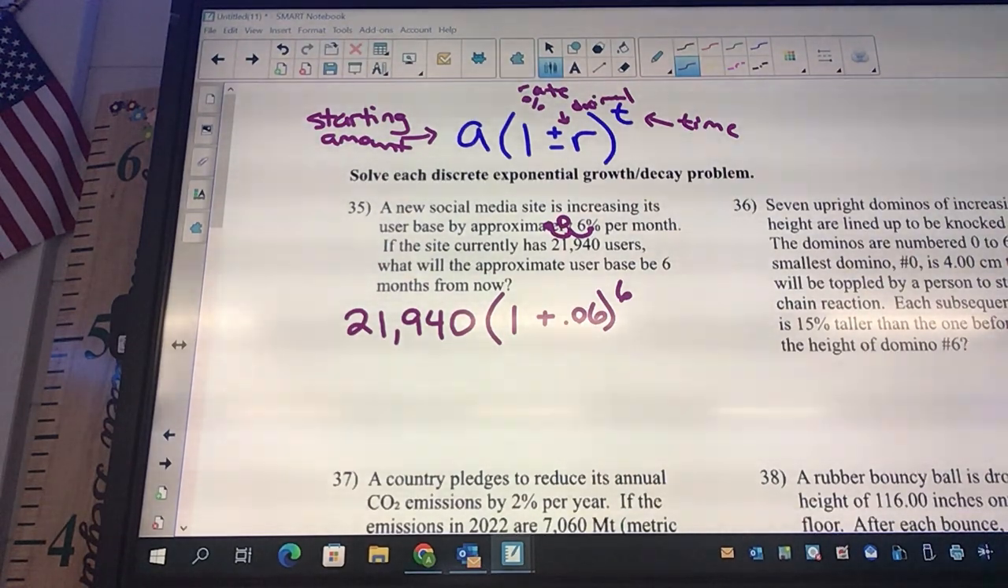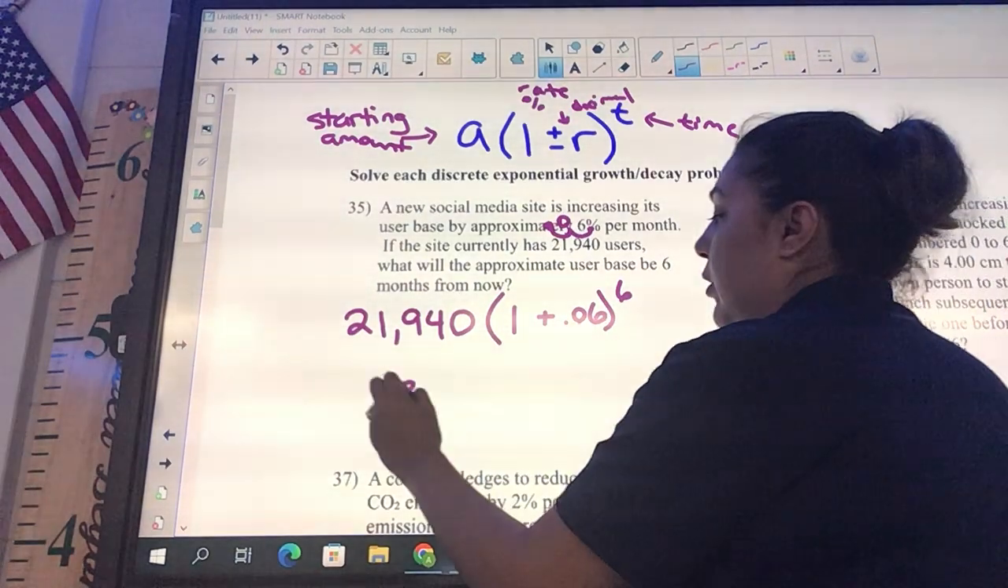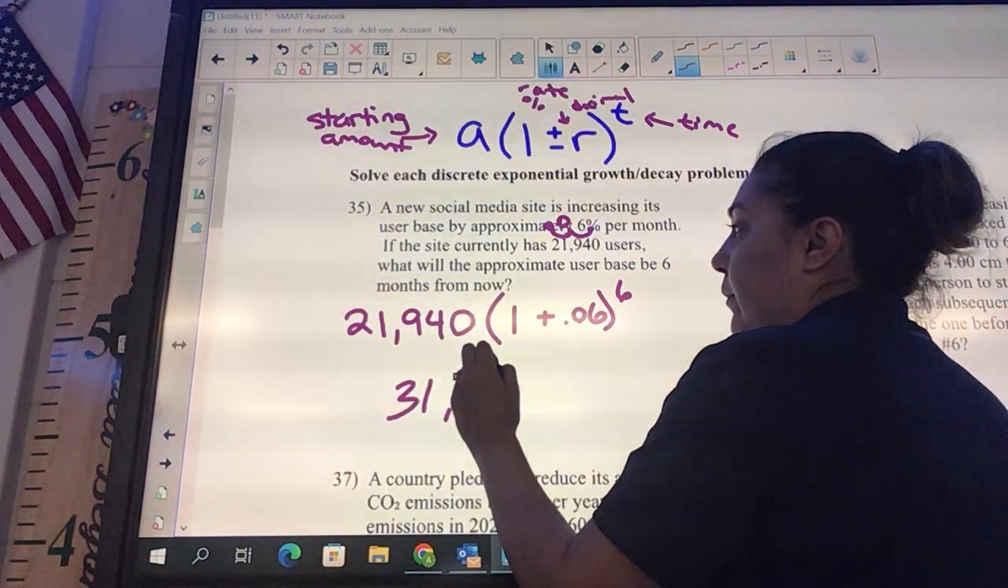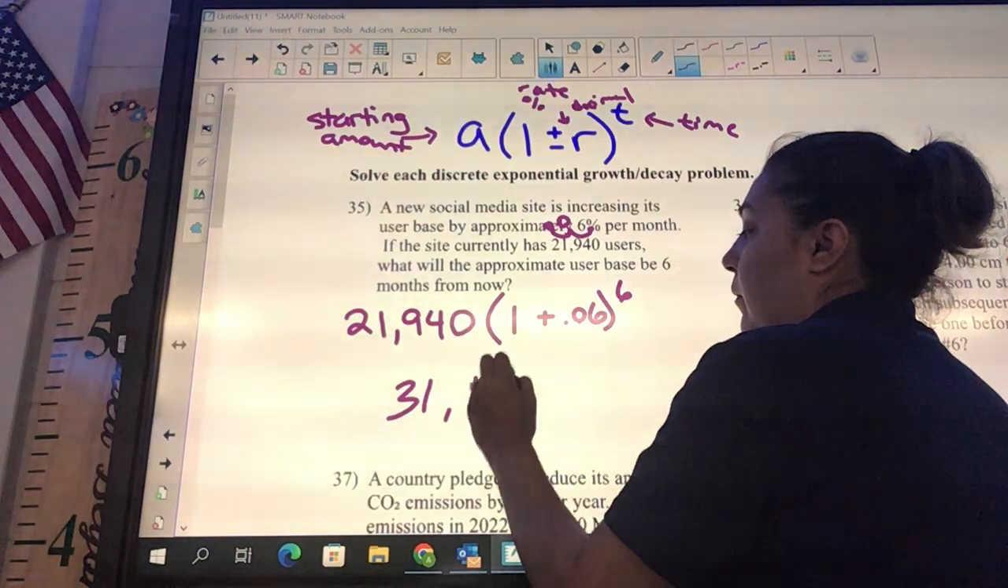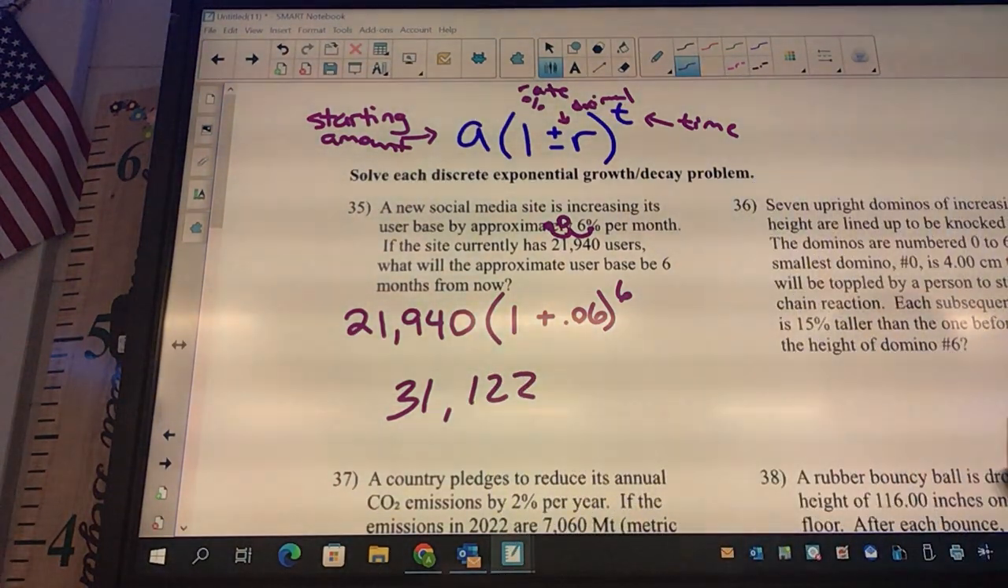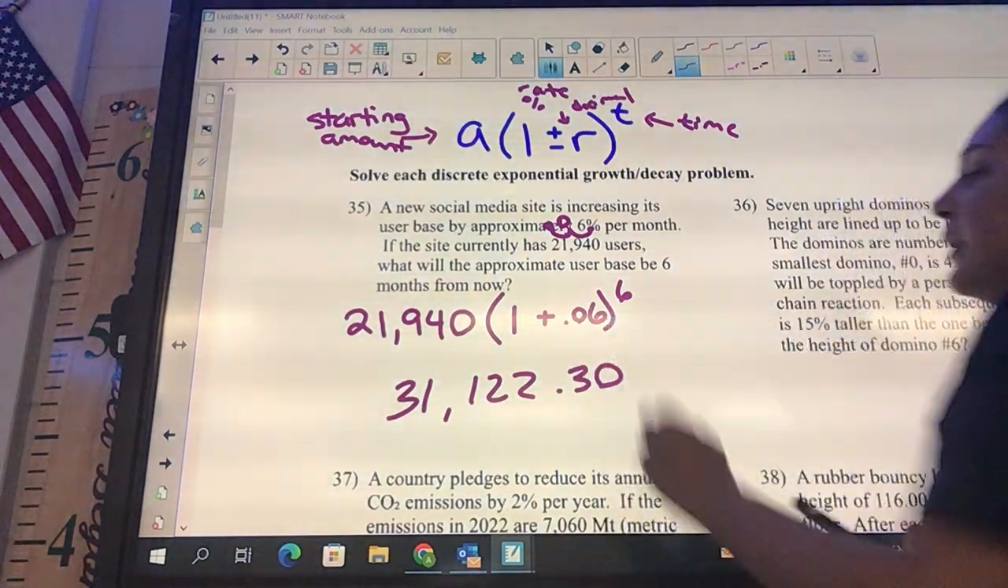Three, one, one, I got 31,122. 31,000. What? 3, 1, 1, 2, 2. 31,000. Was there a decimal or no? Yeah, 0.30. Okay, do we leave the decimal on this one or not?